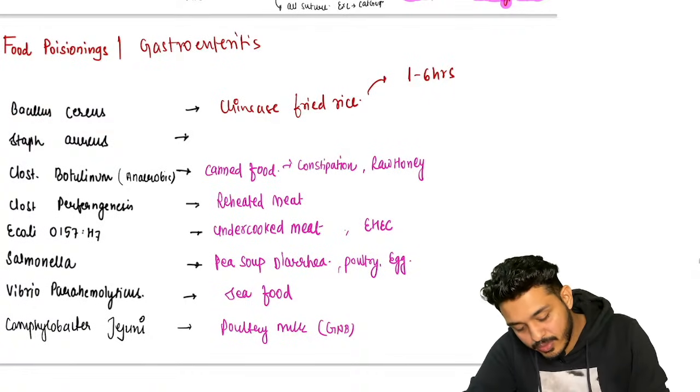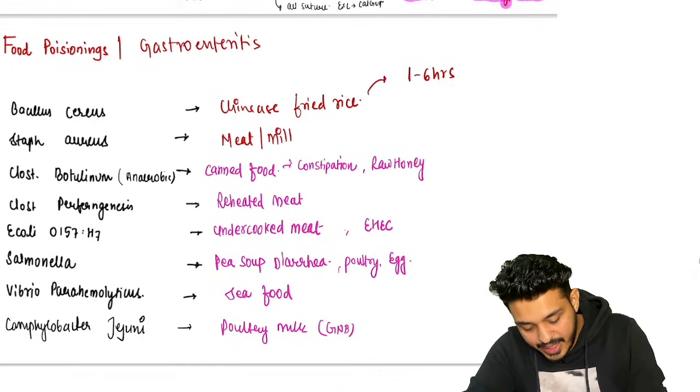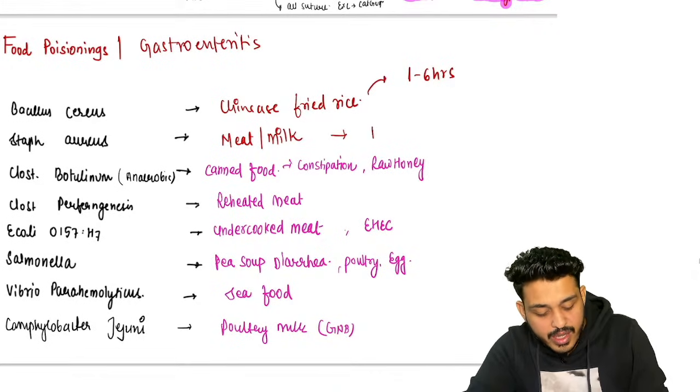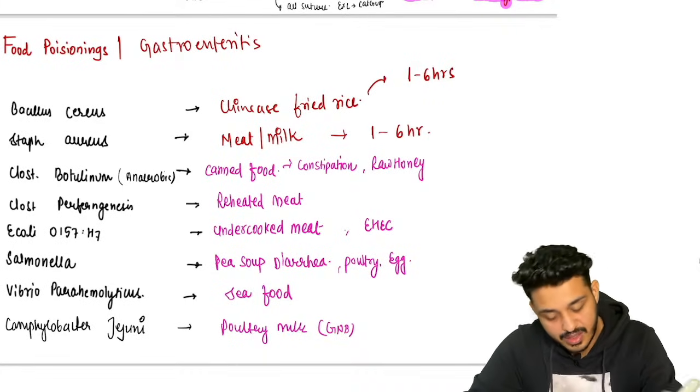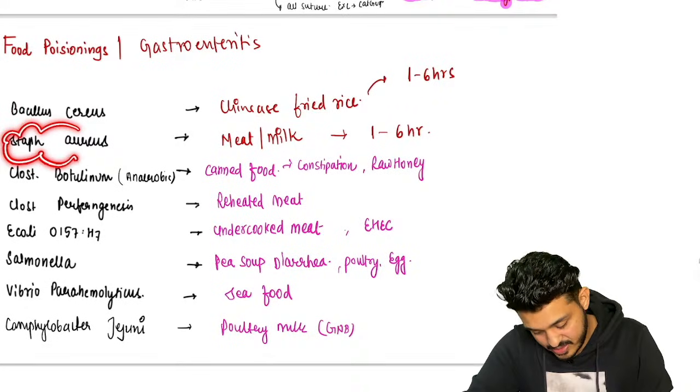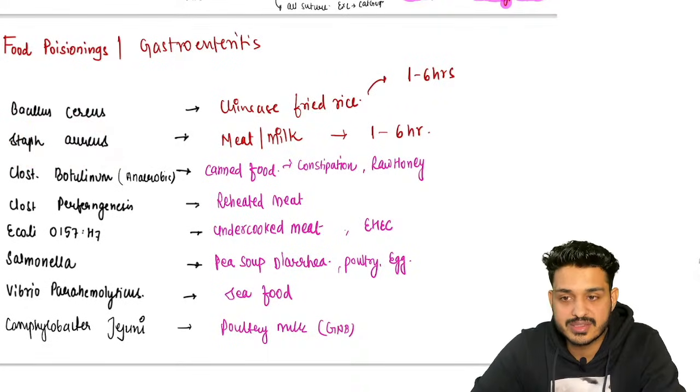If they write meat and milk product, beta, this is going to have the same incubation period of 1 to 6 hours. What will the answer be? The answer will be Staph aureus, right?